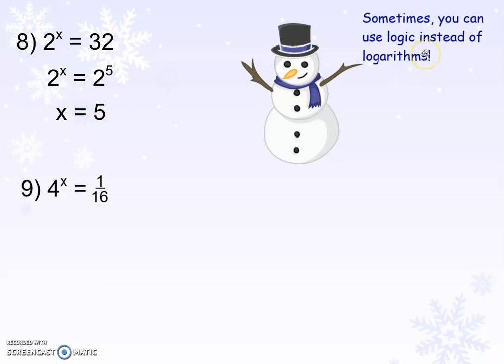So sometimes you can logic your way through problems instead of just robotically using logarithms, like number 9. Number 9, I realized that 1/16 is a power of 4. And so I could use some logic here and say 1/16 is really 4 to the negative 2nd power. Remember, a negative exponent flips a number. And again, if the bases are the same, then the exponents have to be the same. And that's how I got x equals -2.